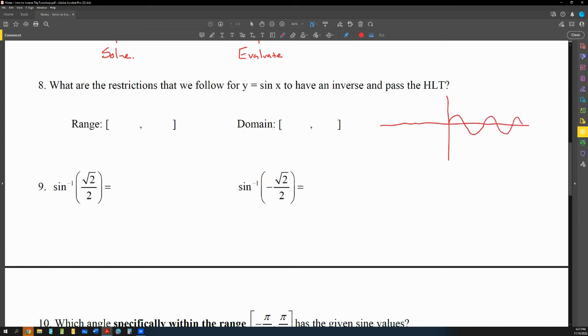This would be one cycle. And I can go ahead and extend that behavior. This function's periodic. And it also continues in this same behavior on the left-hand side in the negative x values. Okay, so this would be our function here. This is just a rough sketch.